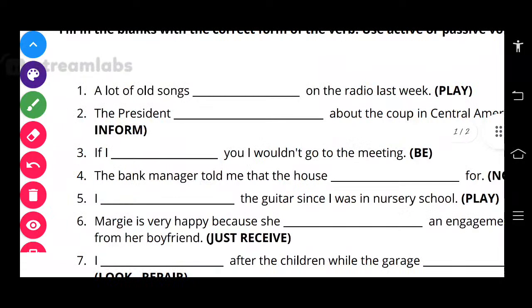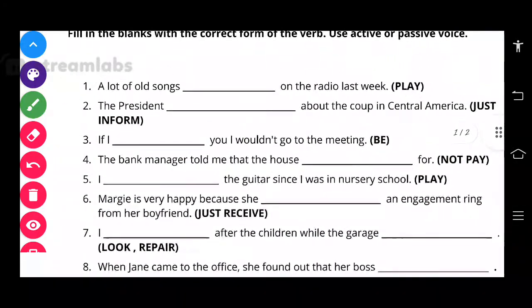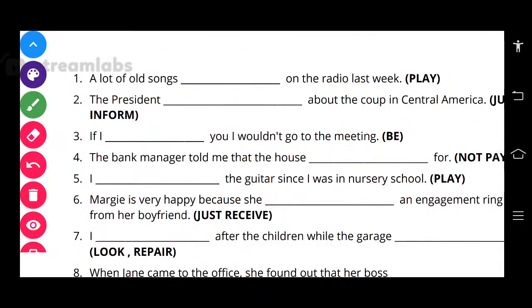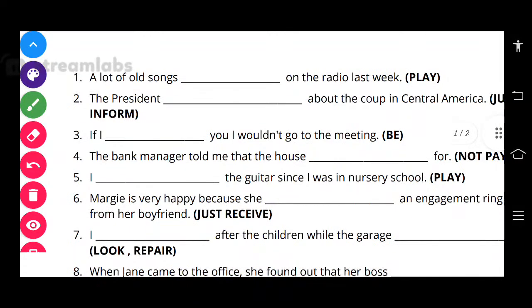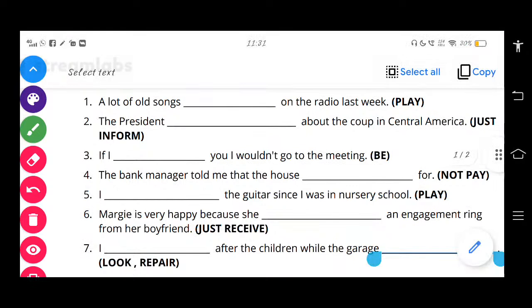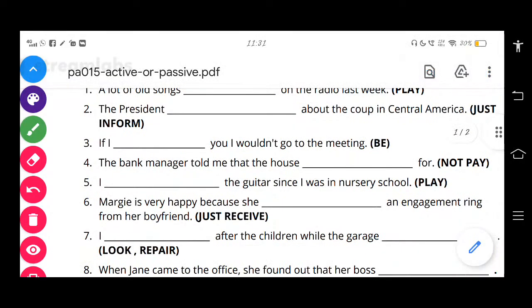Right, let's see the fourth example. The bank manager told me that the house dash for not pay. The bank manager told me that the house dash for not pay.